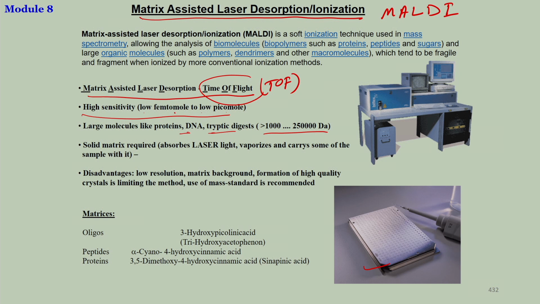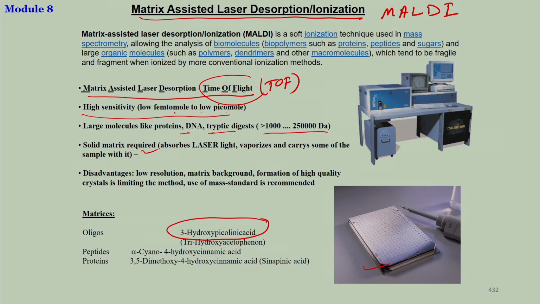This is a kind of plate on which you can see small spots. On those spots you put your matrix. A solid matrix is required, which is basically an organic molecule. The organic molecule is deposited on these spots, and that is called the matrix. You can use a matrix if you are studying DNA.